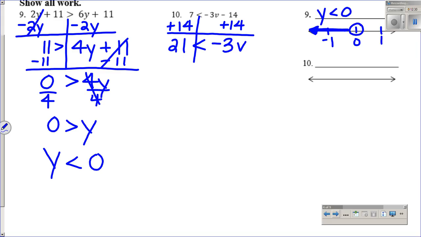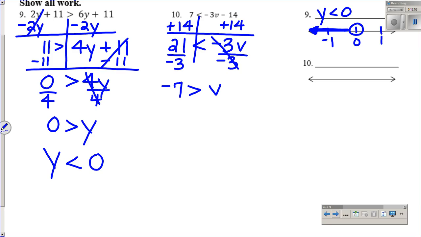Now pay attention, notice your coefficient of the variable is negative. So when we continue solving, we're going to divide by a negative. So 21 divided by negative 3 is negative 7. We are going to flip the inequality symbol. Negative 3 divided by negative 3 is just 1v, so we can simplify this to v.